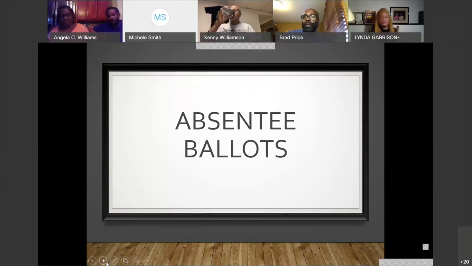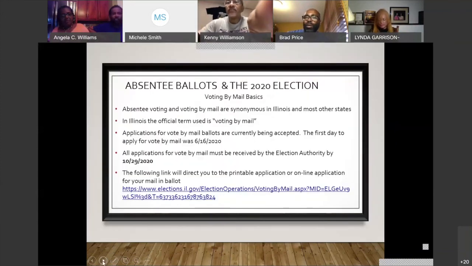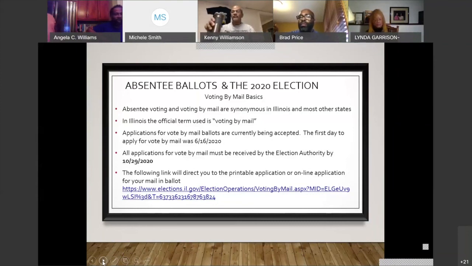Okay. Hi, everybody. What I'm going to cover is absentee ballots. If we can get to the next slide, please. Absentee ballots for the 2020 elections. The first thing that you need to know, as Kenny said, is that absentee ballots and vote by mail ballots are the exact same thing. The terminology that the state of Illinois now uses is vote by mail, simply because it is a more accurate description of what's taking place.